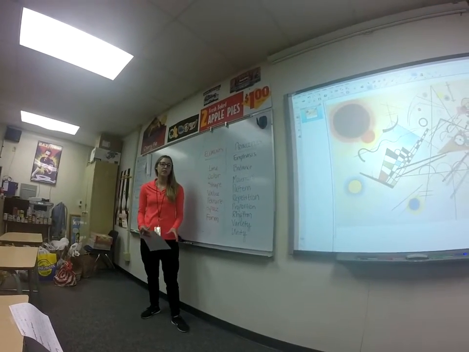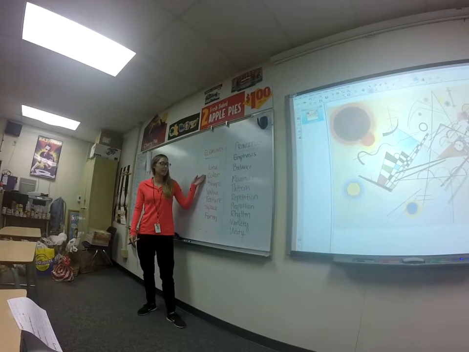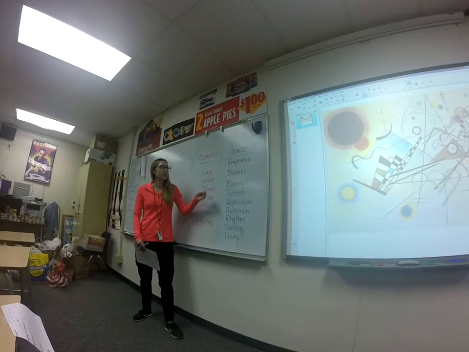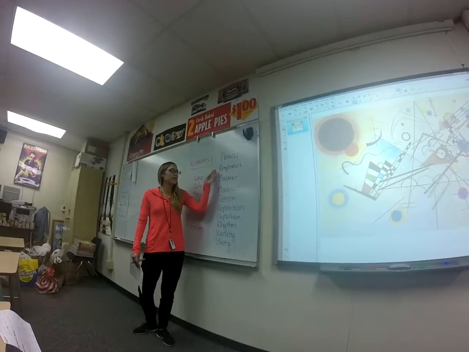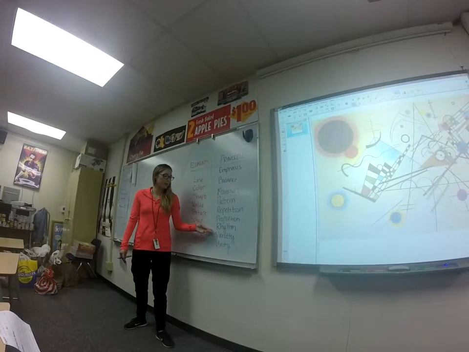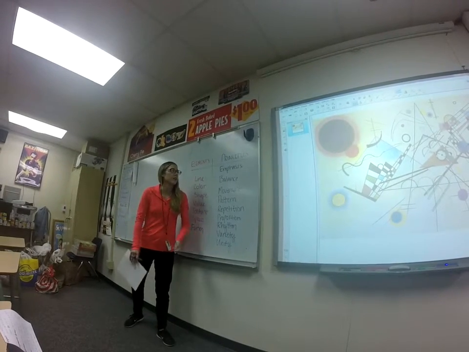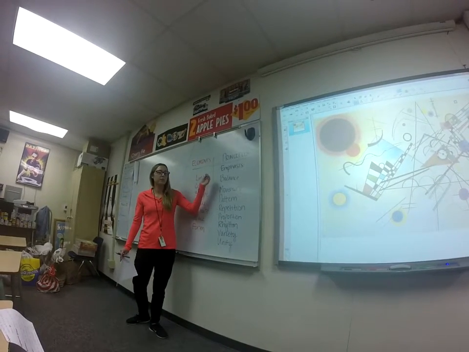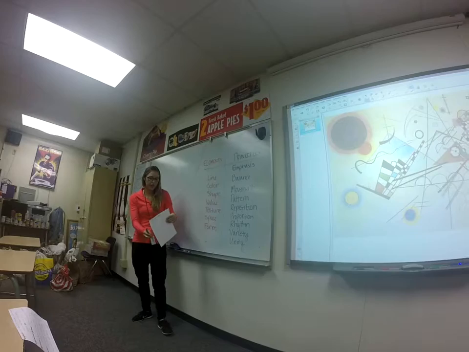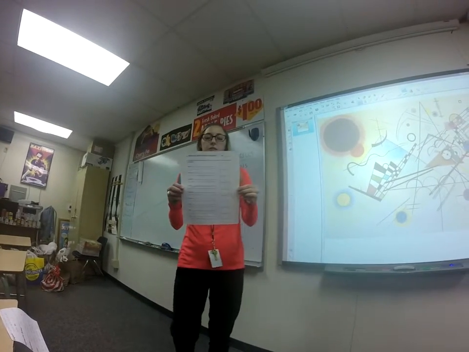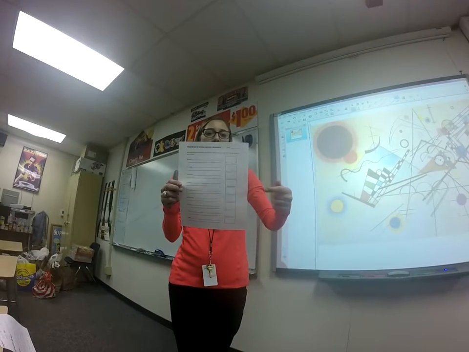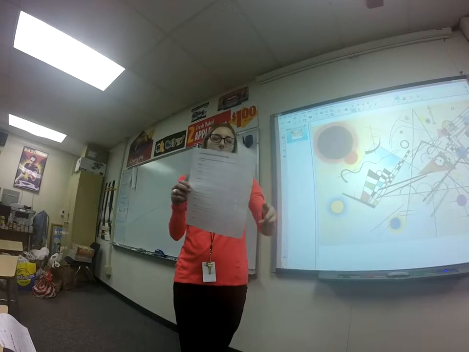Alright class, we've already gone over the elements of art, which are line, color, shape, value, texture, space, and form. Today we're going over the principles of design, which are emphasis, balance, movement, pattern, repetition, proportion, rhythm, variety, and unity. The principles of design describe the ways that artists use the elements in a work of art. You should have already filled out your graphic organizer with your own definition of each principle of design and a visual representation of the word.